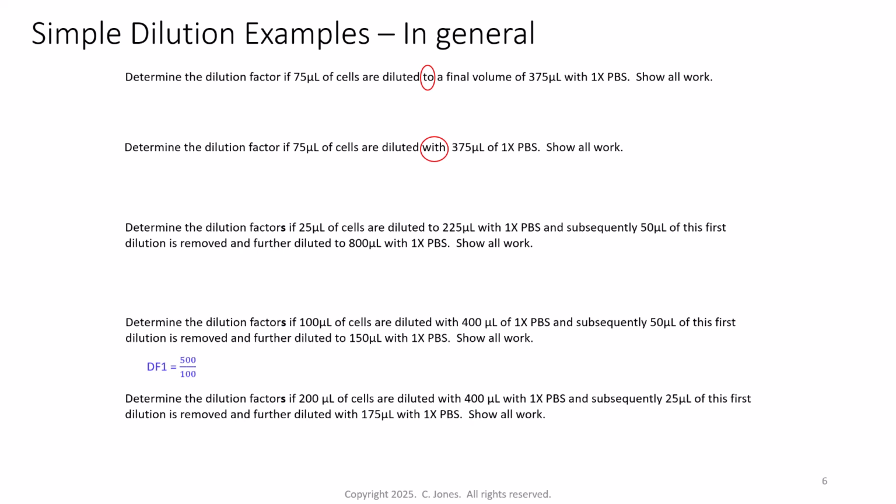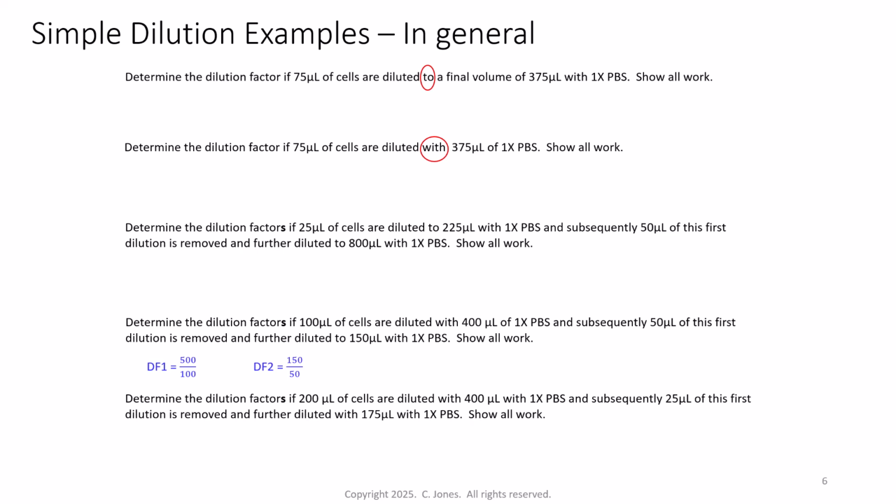Okay, and V1 is what we started with, 100 microliters. So that's our first dilution factor, 500 over 100. The second dilution factor, it says we are diluted to 150. So V2 is 150, and again, V1 is 50 microliters. So that's our second dilution factor.